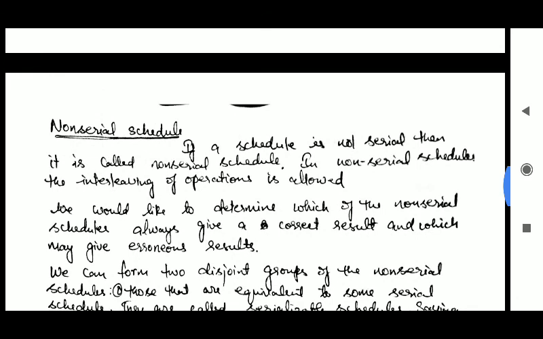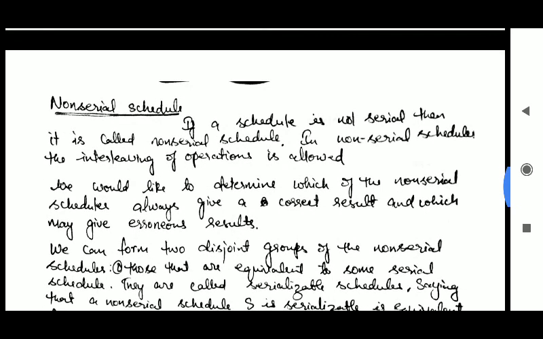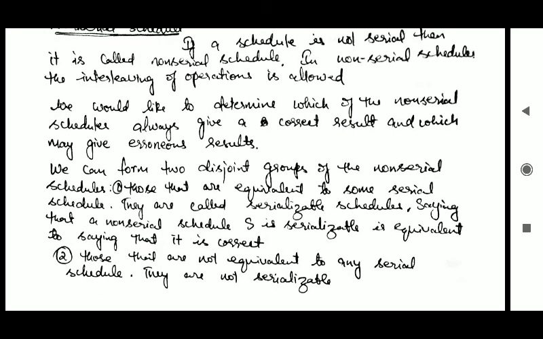Now the next is non-serial schedule. If a schedule is not serial, then it is called a non-serial schedule. In non-serial schedules, the interleaving of operations is allowed. We would like to determine which of the non-serial schedules always give a correct result and which may give erroneous results.